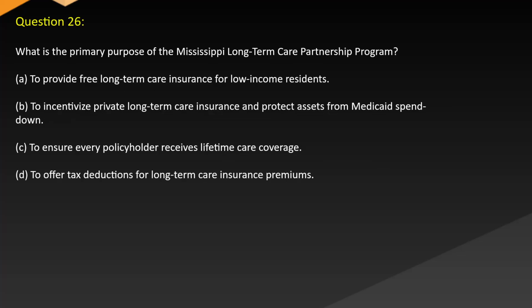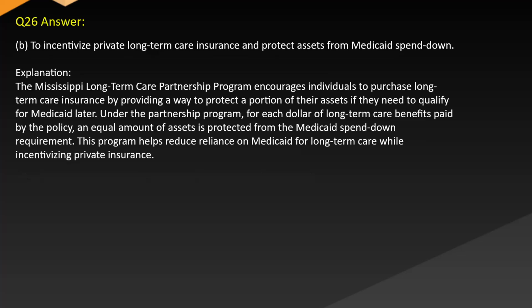Question 26. What is the primary purpose of the Mississippi Long-Term Care Partnership Program? A. To provide free long-term care insurance for low-income residents. B. To incentivize private long-term care insurance and protect assets from Medicaid spend down. C. To ensure every policyholder receives lifetime care coverage. D. To offer tax deductions for long-term care insurance premiums.